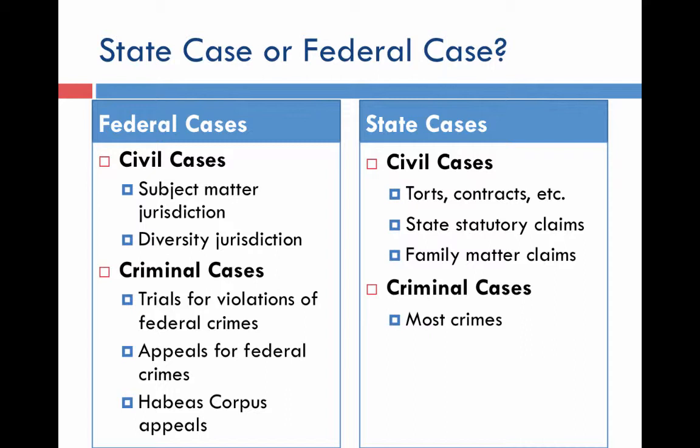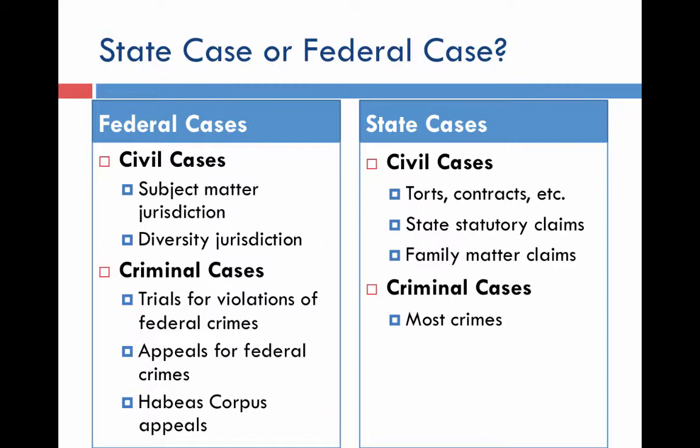State statutory claims, so states have different statutes that may protect more than the federal statutes. For example, Michigan's anti-discrimination laws include weight, height, and familial status, meaning whether you have children or not. And so if you're suing on those bases, you'll have to sue in state court, not federal court usually. And then family matter claims, which includes divorce, adoption, marriage, which we don't typically think of being a court action, but it is. All of those things are state matters.